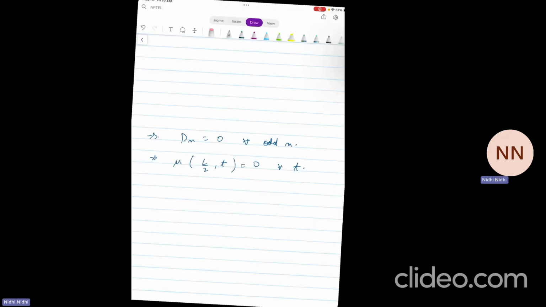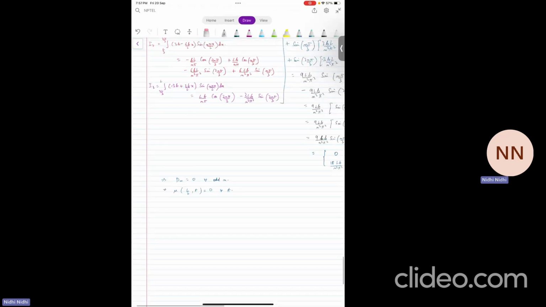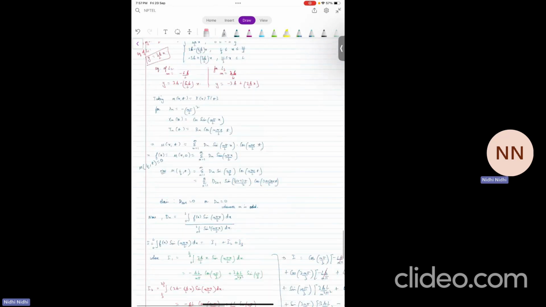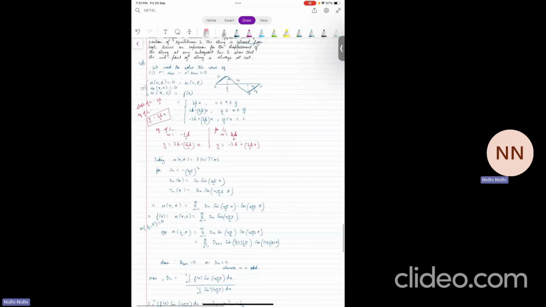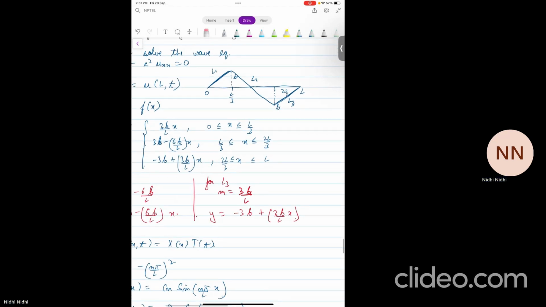I hope this solution was fine with everyone. All we had done is just solve the wave equation using the method of separation of variables, and the important thing was to understand the initial condition and what the question is asking. As even I made a mistake, the question was asking that we need to show that at point L by 2, the string is at rest.